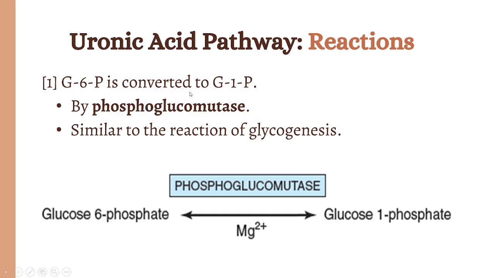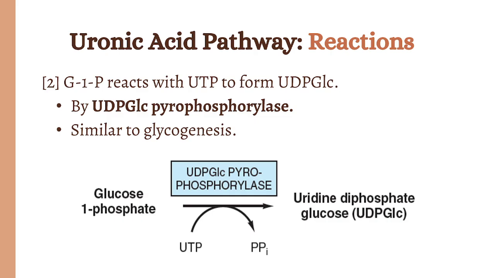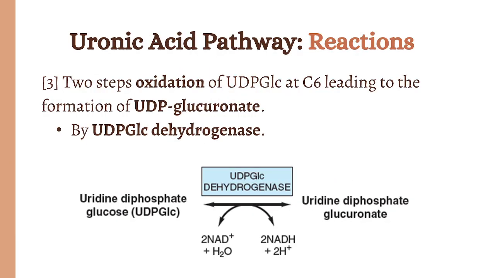Glucose 6-phosphate will be converted to glucose 1-phosphate by a phosphoglucomutase. This reaction, we will see it again when we discuss glycogenesis, glycogen synthesis. The second reaction is conversion of glucose 1-phosphate to uridine diphosphate glucose, which again is repeated in glycogenesis. The third step is a two-step oxidation of uridine diphosphate glucose by a dehydrogenase to form uridine diphosphate glucuronate with production of NADH.